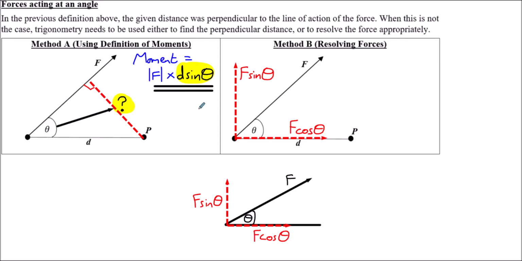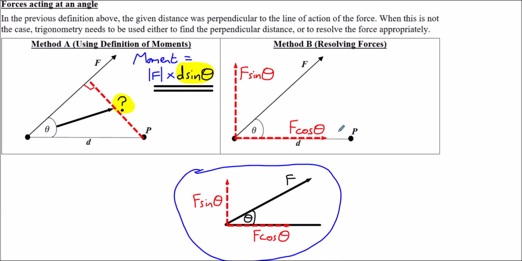So, returning to the diagram now. So here, thinking of F instead as vanishing and being these two individual forces, then what force, what moment would F cos theta have relative to P?